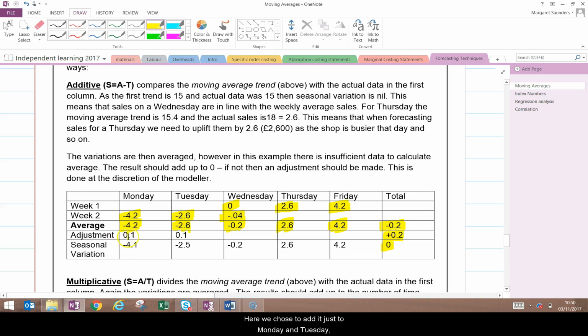So here we chose to add it just to Monday and Tuesday. So minus 4.2 plus 0.1 is minus 4.1. Minus 2.6 plus 0.1, the seasonal variation is now minus 2.5. The others have not changed, and if we add them all together, it now comes to 0. So there's our seasonal variations.